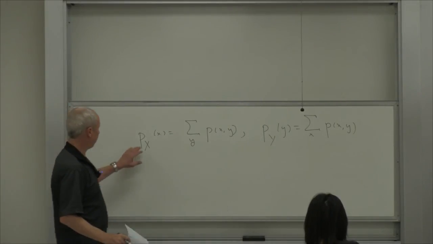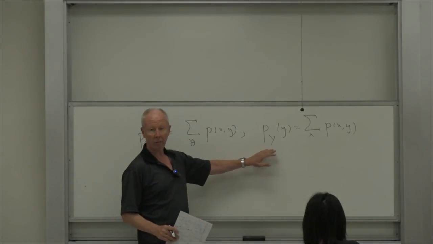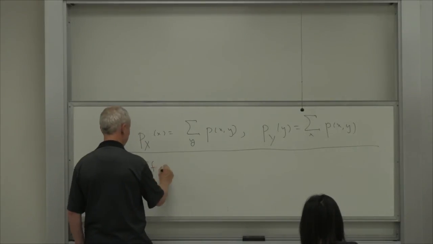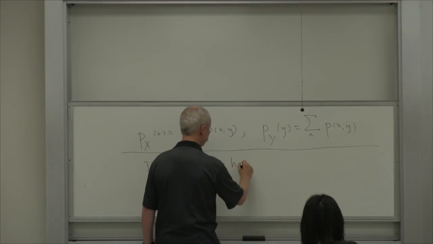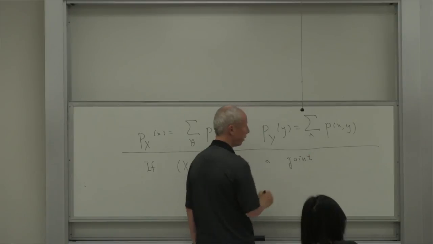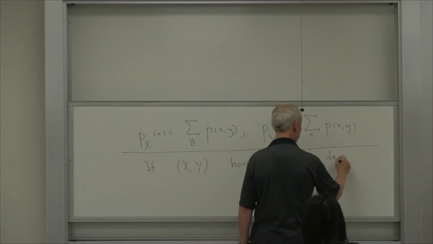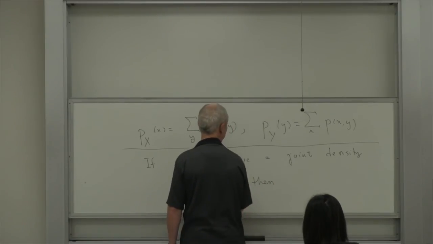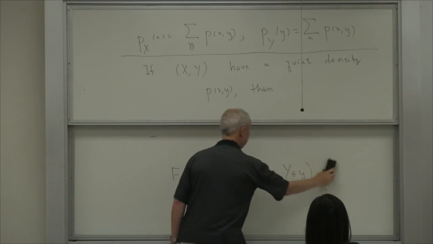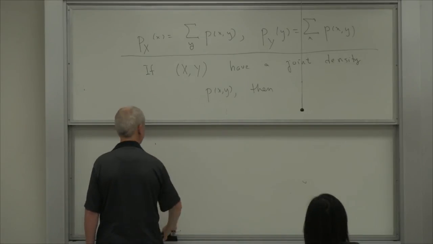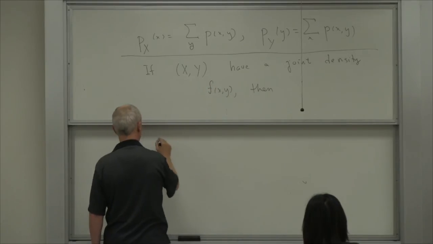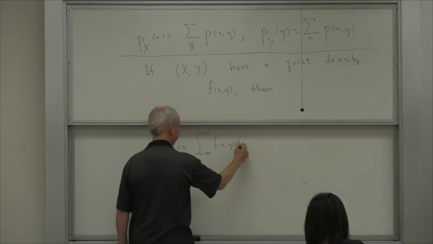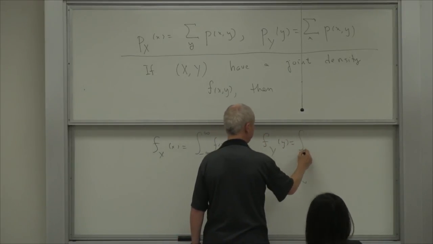Okay. So this is the PMF for the random variable capital X. This is the PMF for the random variable capital Y. If X and Y have a joint density, that is, we're talking about the continuous case, both are continuous random variables, then the marginals are given by integrating. Let me call it little f, sorry. The marginal density for capital X is the integral of the joint density in the y variable, and the marginal density for capital Y is the integral in the x variable of the joint density.